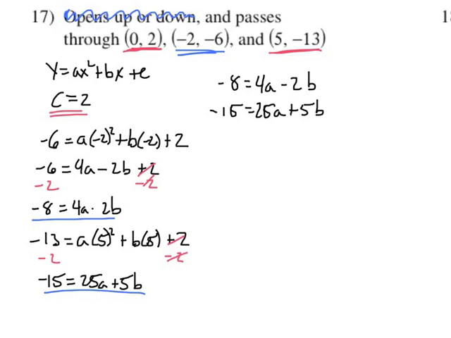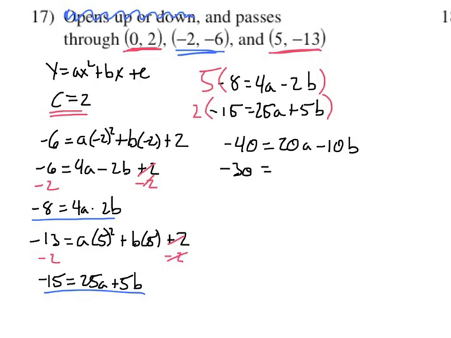So, -2 times what gives you 10? So take that whole equation times 5. And 5 times what gives you 10? 2. So take that entire equation times 2. So we get -40 equals 20a minus 10b. And we get -30 equals 50a plus 10b. And we add these equations together.